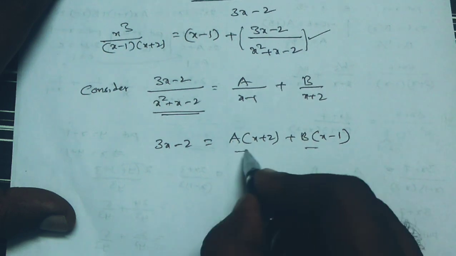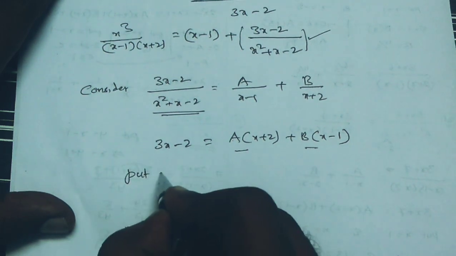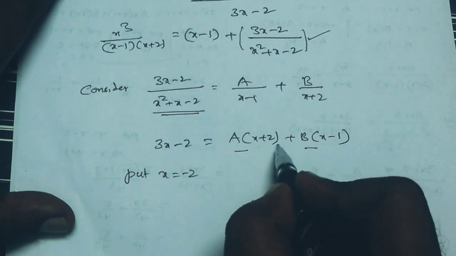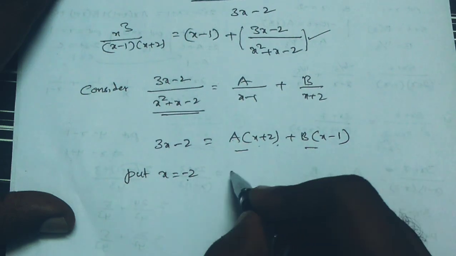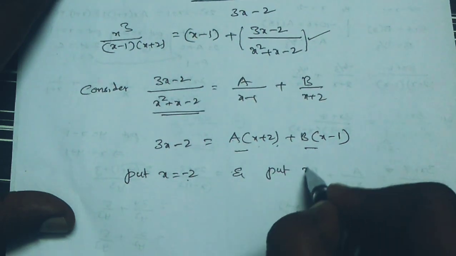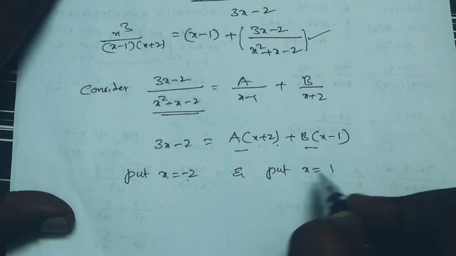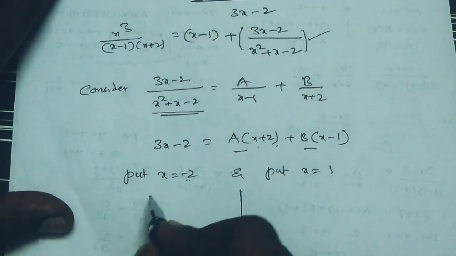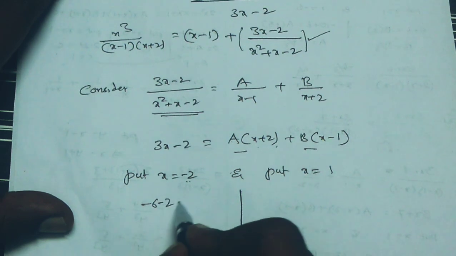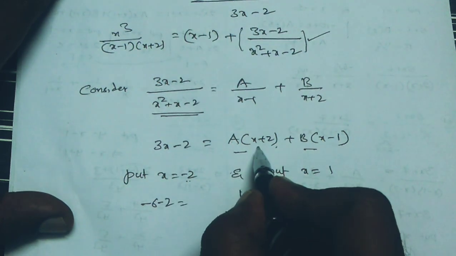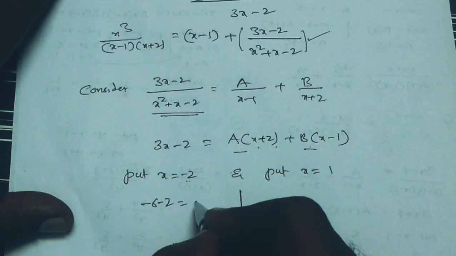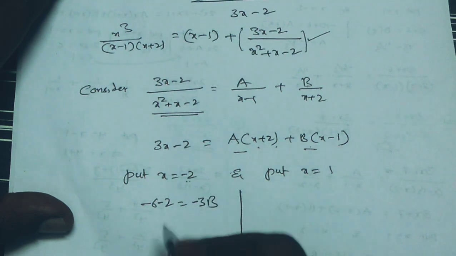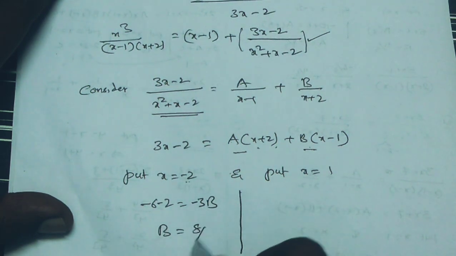So in order to find A and B, put x = -2, so x + 2 = 0, and put x = 1, so x - 1 = 0. When you substitute x = -2, this becomes -6 - 2 = A into 0, B into -3. So -3B, so B = 8/3.